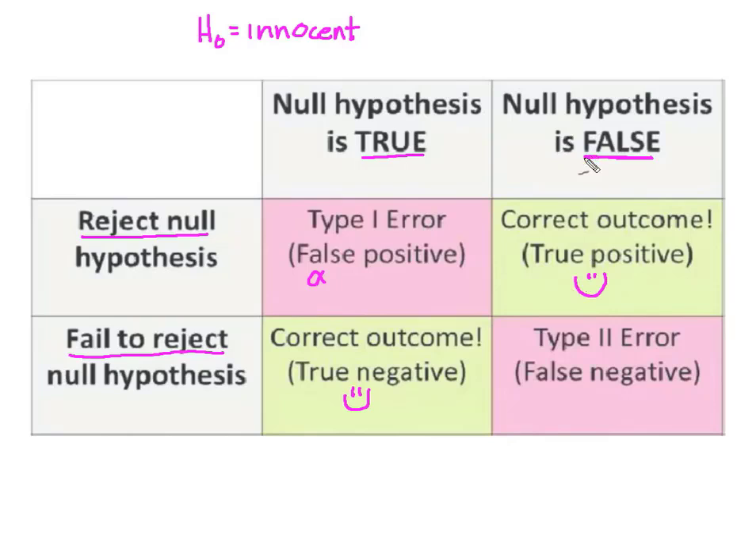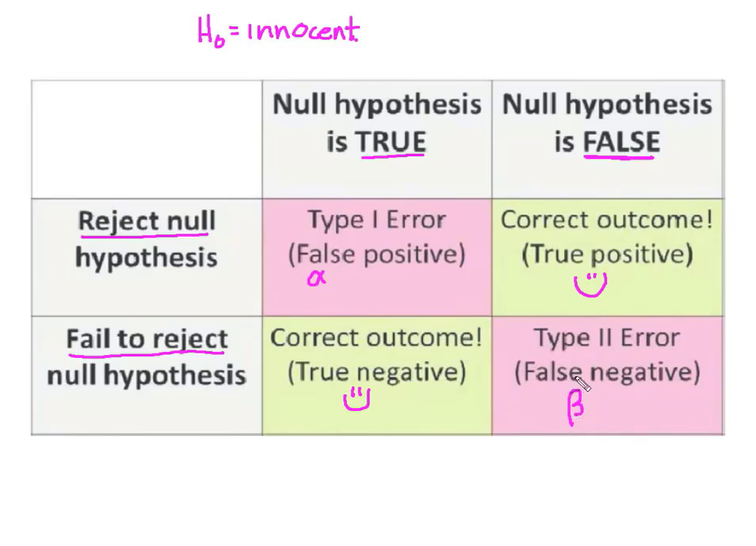What happens when the null is false? This person is not innocent, but we fail to reject the null hypothesis. In other words, we let this assumption of innocence continue. That's a false negative and a type 2 error. Remember, that's designated by the Greek letter beta.